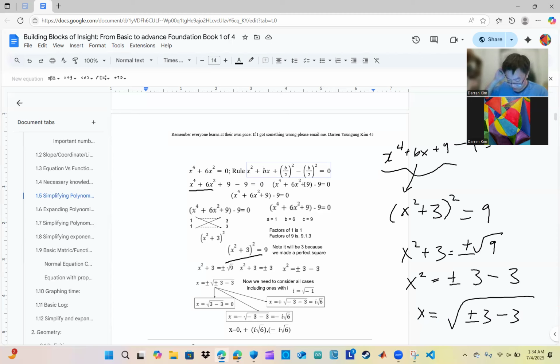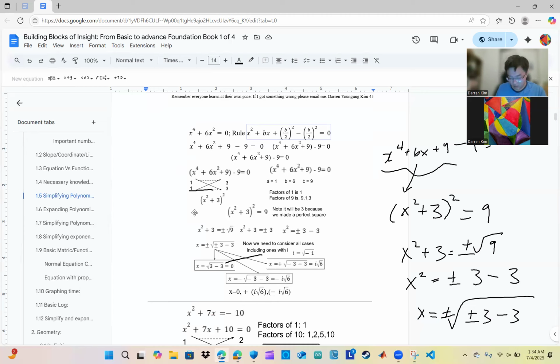There should be 1, 2, 3. Why is there only 3 solutions? There should be 4. Why is there only 3 solutions? There should be 4 solutions to this. What did I do wrong here?